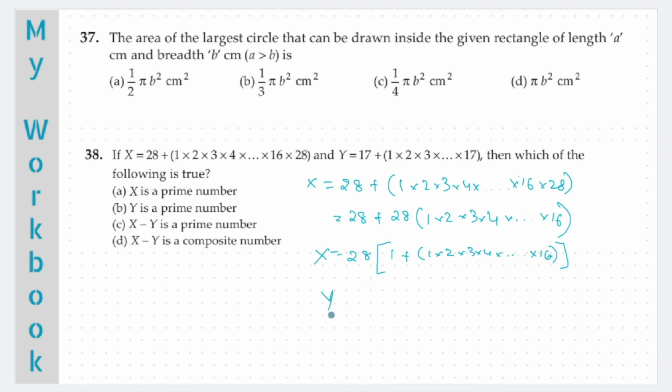Similarly, y can also be written as, by pulling out 17 as common, you will get 17 into. So from these two statements, we can conclude that x and y are composite. So if x and y are composite, the sum of x and y or the difference between x and y will also be composite. So we can conclude that x minus y is composite. So option D is the correct answer.